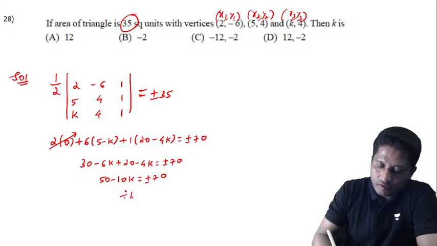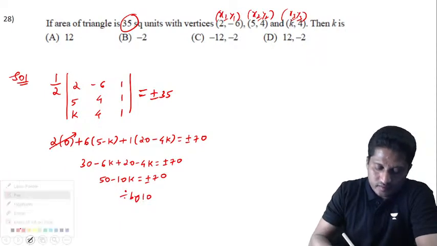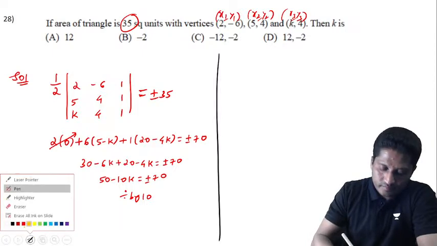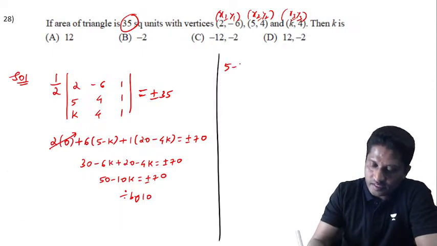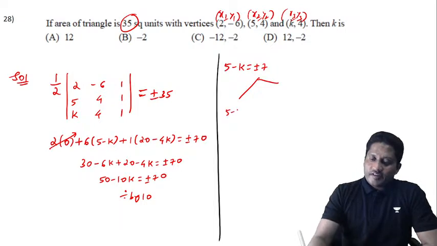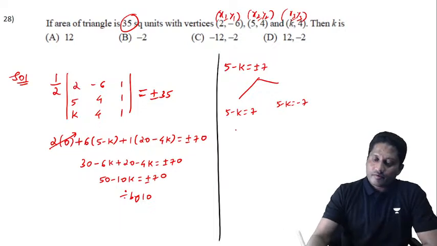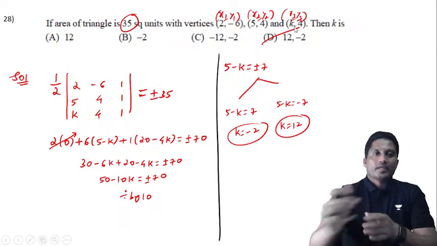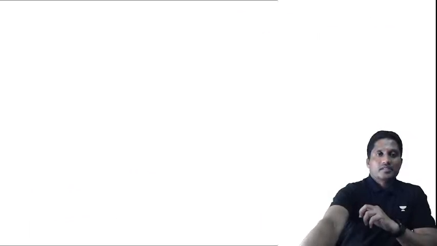So 10 is common, I divide throughout by 10. Right, if I divide by 10, this is 5 minus k is equal to plus minus 7. Two cases will be there. 5 minus k is equal to 7 and 5 minus k is equal to minus 7. From this k is equal to minus 2 and from this k is equal to 12. k is equal to minus 2, k is equal to plus 12. Answer is option D. Let's move to the next question.